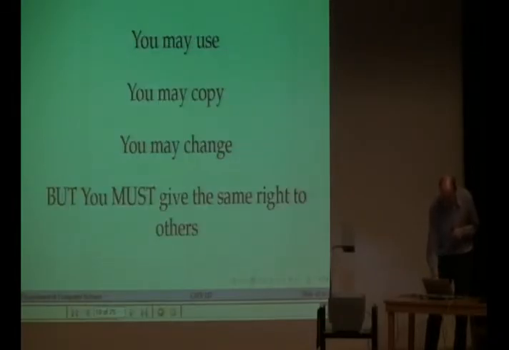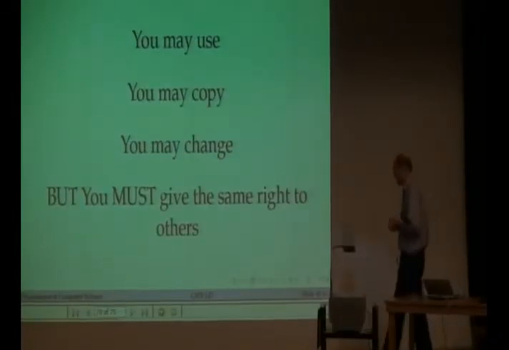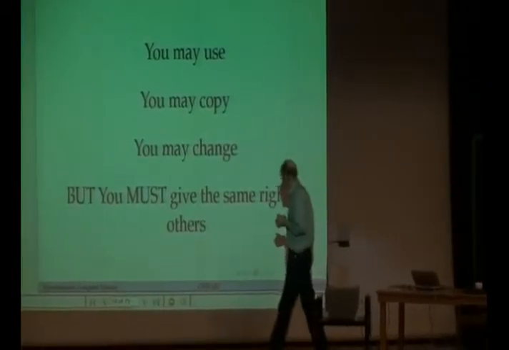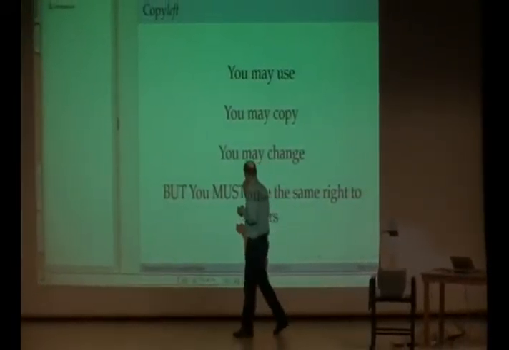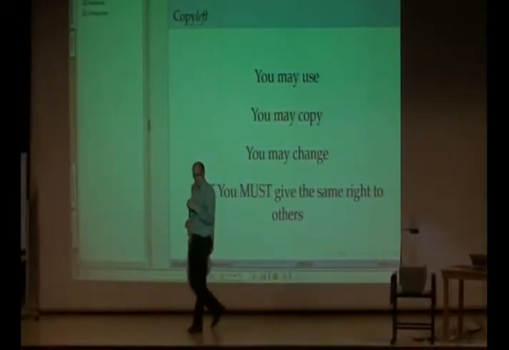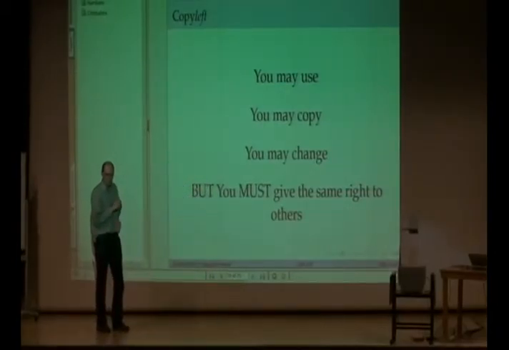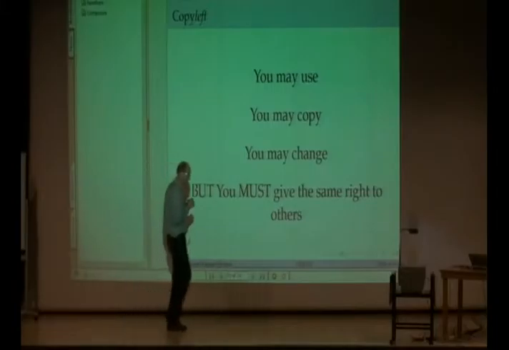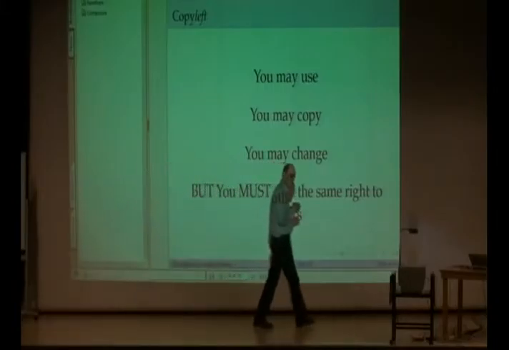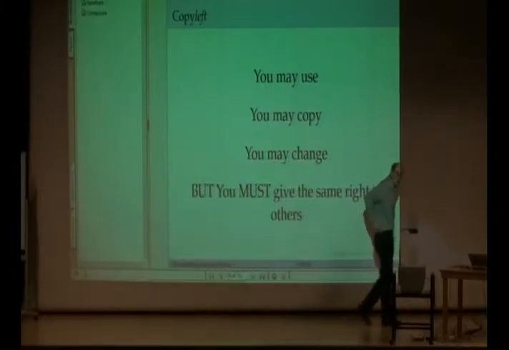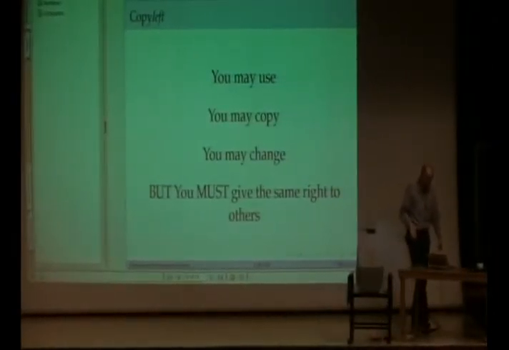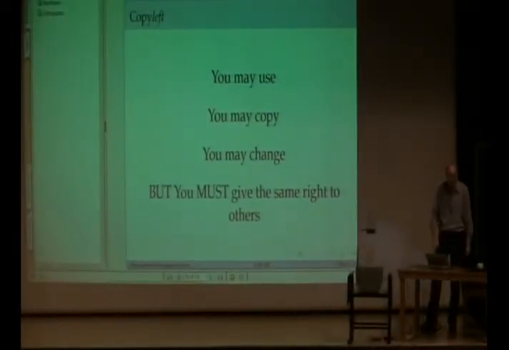Now, here are Stallman's 4 freedoms. You may use, you may copy, you may change, but you must give the same rights to others. So the last one is a restriction which is there to protect the freedom of the software. In other words, you can get the program for OpenOffice and you can change it and make a new OpenOffice, but if you do that, you must also give your new OpenOffice away.